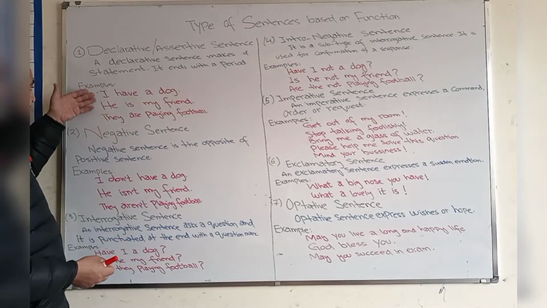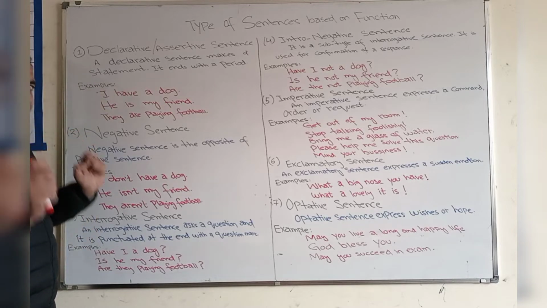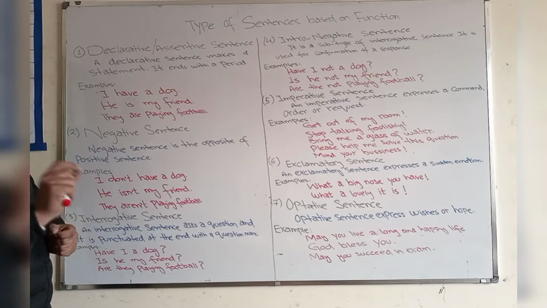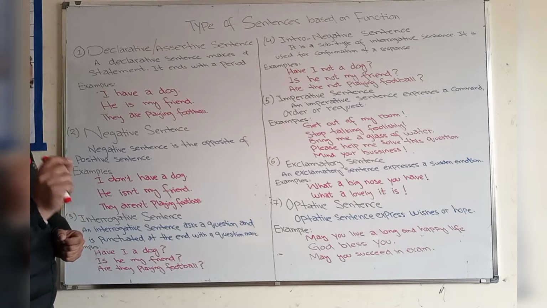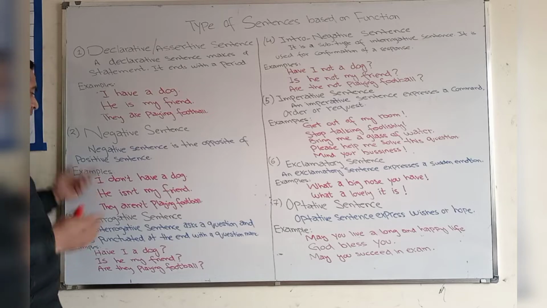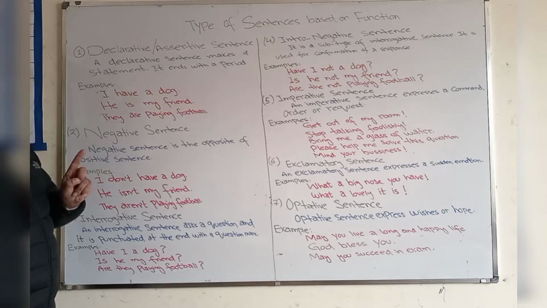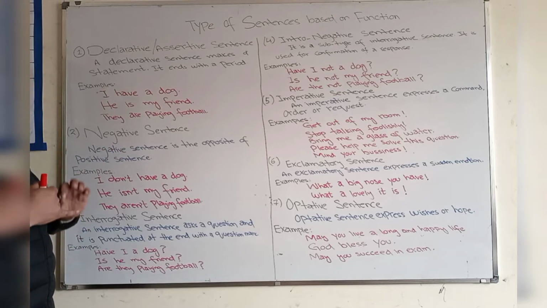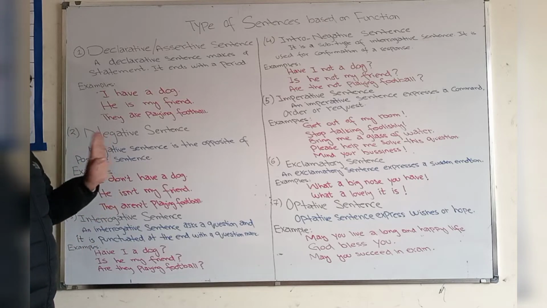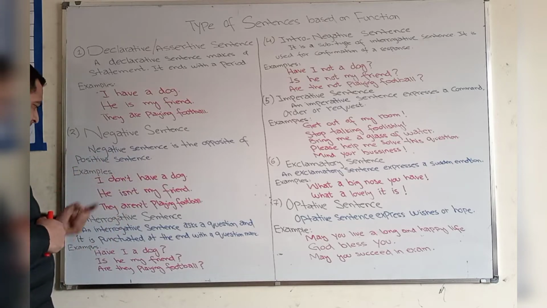So, for example, we will consider the example we have mentioned earlier. I have a dog is a positive sentence. In order to make it a negative sentence, we are supposed to use not somewhere in the sentence, and preferably after the helping verb. I don't have a dog. I'm saying no, I don't have a dog. So it's simply a negative sentence where I negate, where I respond in the negative, saying that no, I don't have a dog. I don't have a dog is a negative sentence.